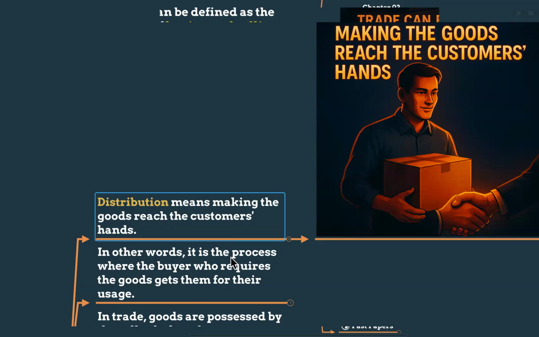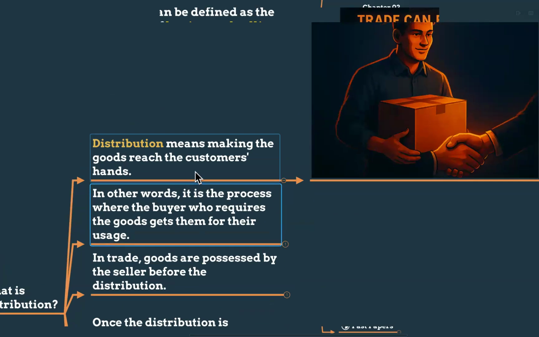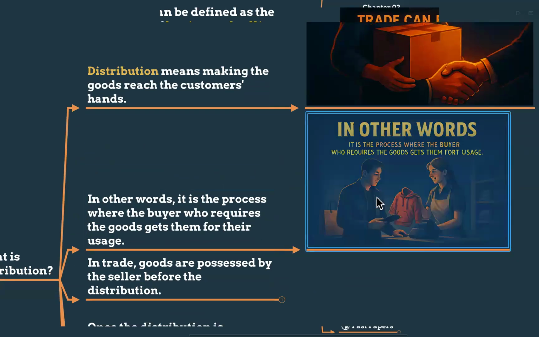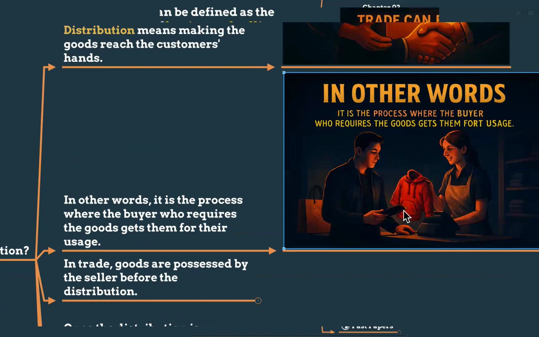For example, you can imagine a manufacturer starts with a product and it passes through various hands like distributor, agent, wholesalers, then again retailers, and after that, the final consumer. So finally, it reaches the consumer at the finish line, right? So that is the distribution system. In other words, it's the process where the buyer who requires the goods gets them for their usage, in simple words, right?